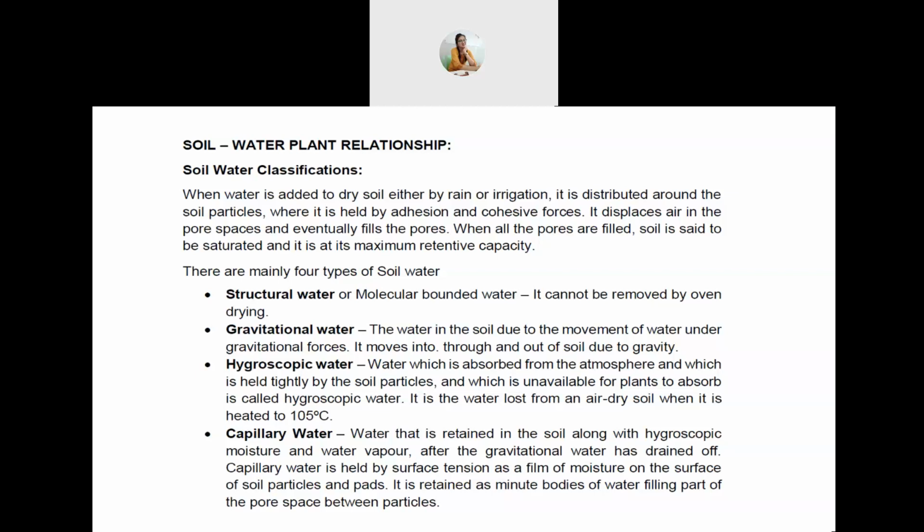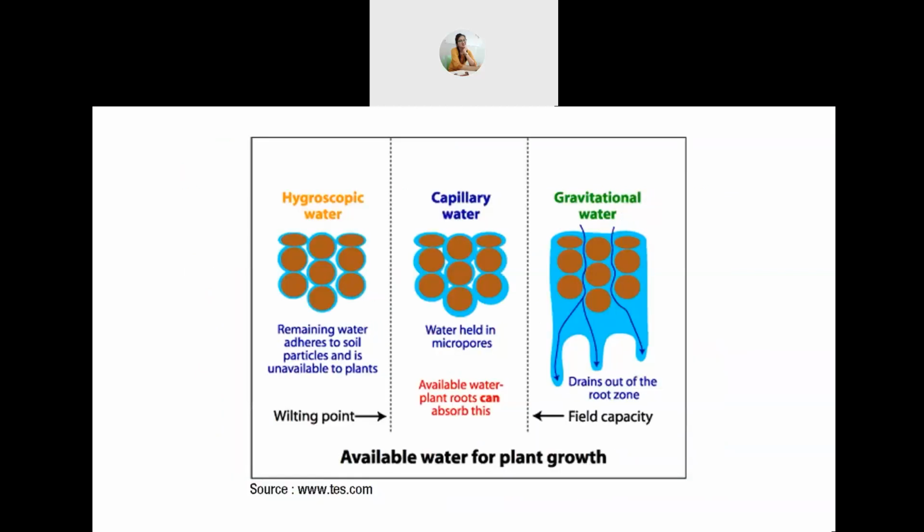Capillary water, water that is retained in the soil along with hygroscopic moisture and water vapor after the gravitational water has drained off. Capillary water is held by surface tension as a film of moisture on the surface of soil particles and pads. It is retained as minute bodies of water filling part of the pore space between particles. This is a figure showing hygroscopic water, capillary water, and gravitational water.